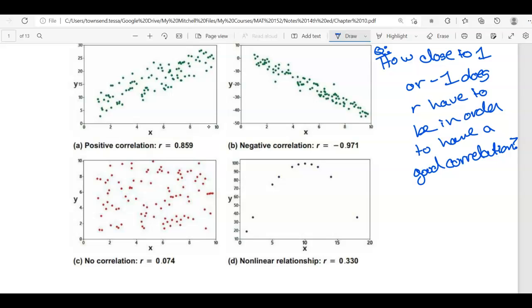Is 0.859 good enough? Is -0.971 good enough? Now, the closer it is to 1 or -1, the better fit it is for the data. So we've got a bunch of data points here, and we've got a positive correlation. Notice that if we were to think about fitting a line in here, our line of best fit may look something like that. It would have a positive slope. The sign of the slope and the sign of the correlation coefficient will always be the same. So they'll both either be positive or they will both be negative.